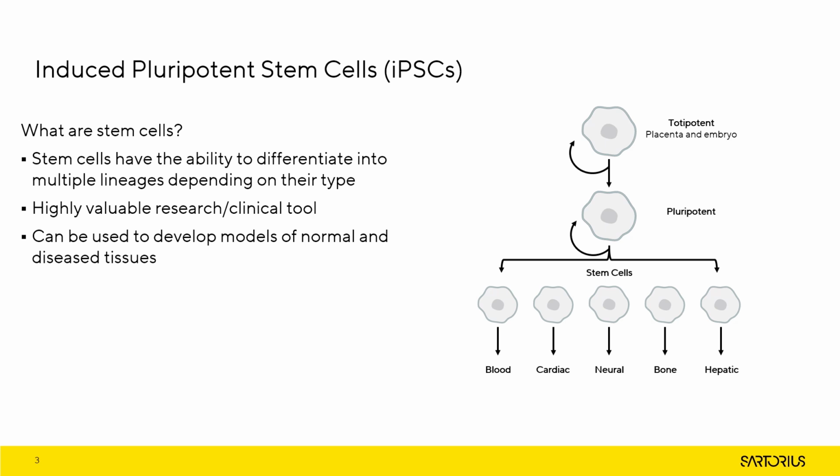Over on the right, we've got a nice little graphic showing you the different types of stem cells. We've got the totipotent, which can produce all of the cells within the human body, placenta and embryo included. From that, we can derive pluripotent stem cells, which can then produce all of the somatic cells in the body, such as hepatic lineage, bone, neural, cardiac, and blood.